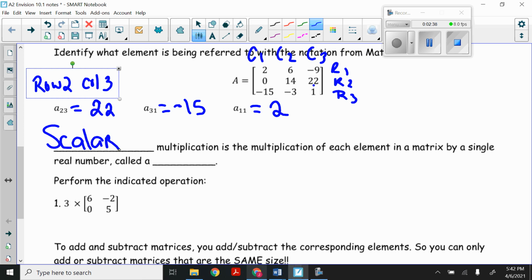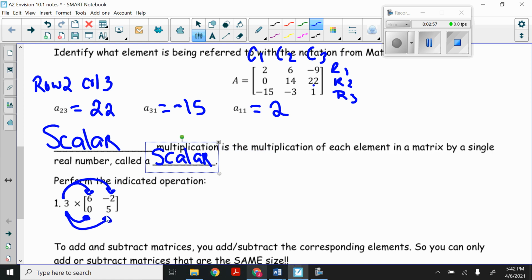So now we want to talk about scalar multiplication. Scalar multiplication is the multiplication of each element in a matrix by a single real number. That single real number is called a scalar. It says perform the indicated operation. So 3 times this matrix. I just multiply every element of my matrix by 3. I have a 2x2 matrix, so my answer will also be a 2x2 matrix. So the first row, the first column, 3 times 6 gets me 18. 3 times -2, -6. 3 times 0, 0. 3 times 5, 15. So that would be my answer.